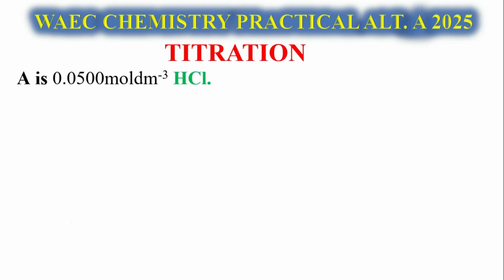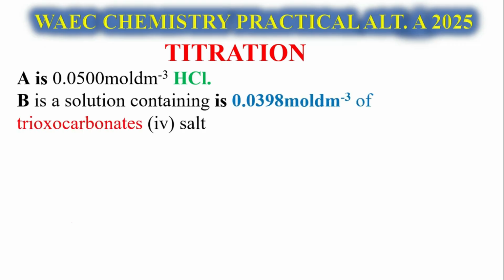The last question I'm going to be discussing is question number 5. A is a solution of 0.55 mole per dmq. B is a solution containing 0.0398 mole per dmq of trioxocarbonate 4. Imagine in the yellow paper we are given HCl and NaHCO3.